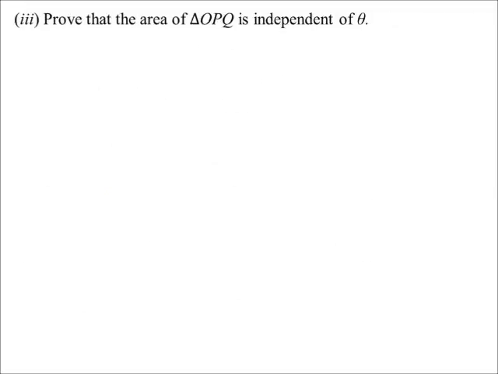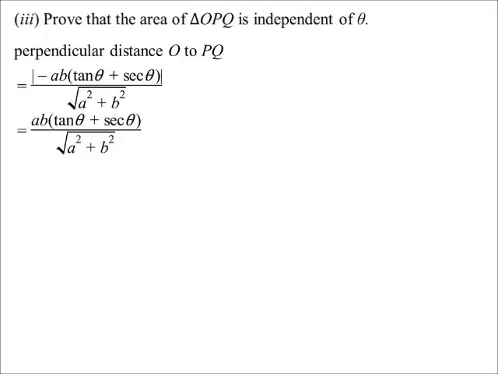Prove that the area of triangle OPQ is independent of theta. So when we get our final answer, there should be no theta in it. If you look at the diagram, we want triangle OPQ. We just found the equation of PQ, which would be the base of that triangle. So if I find the perpendicular distance from O to PQ, that'll be the perpendicular height of the triangle, then find distance PQ, I'll go half base times height.